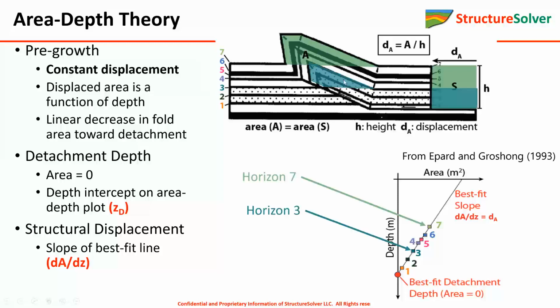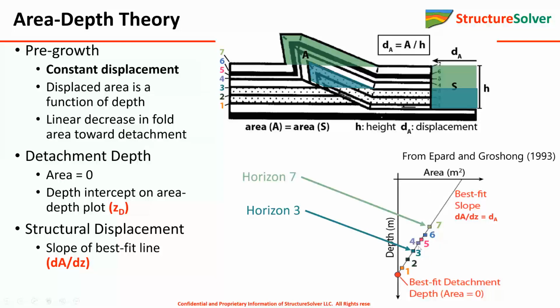And then as we go through, we're just measuring these fold areas, and the observation is that for pre-growth horizons, and this is where the constant displacement assumption comes in, they should all have that same amount of displacement. But because what we see is that those fold areas decrease with depth towards the underlying fault, we end up with this linear relationship defined by our constant area assumption.